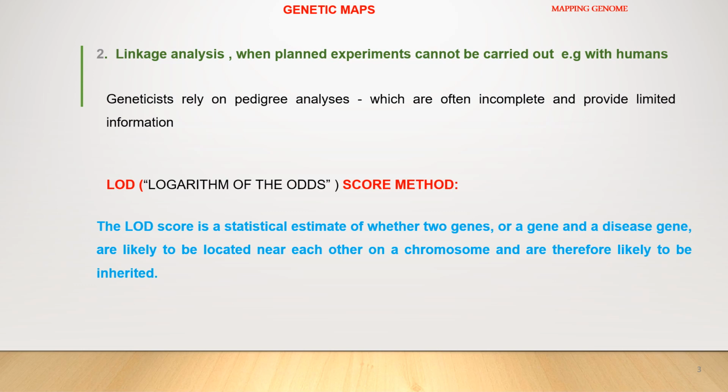In the case of humans, to create a linkage map, geneticists rely on pedigree data, which are often incomplete, and calculate the LOD score, that is, the logarithm of odds. It is a statistical method to estimate whether two genes are located near to each other or not. The principle here too is linkage disequilibrium. That is, genes that are close to each other or linked are inherited together.